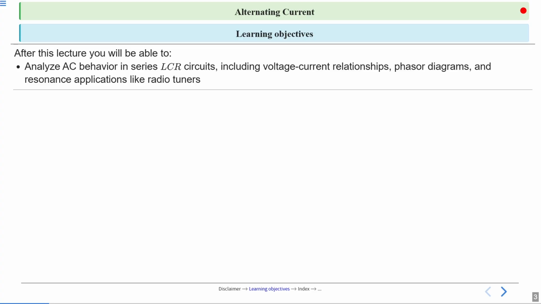Okay. So, in the previous three lectures we have discussed the purely resistive circuit, purely inductive circuit, and purely capacitive circuit separately. Now we will do the LCR circuit, in which all three components are in series and connected with an external AC source. Now we will see what the voltage-current relationship is when all the components are connected in the circuit, and the phasor diagrams and their resonance application.